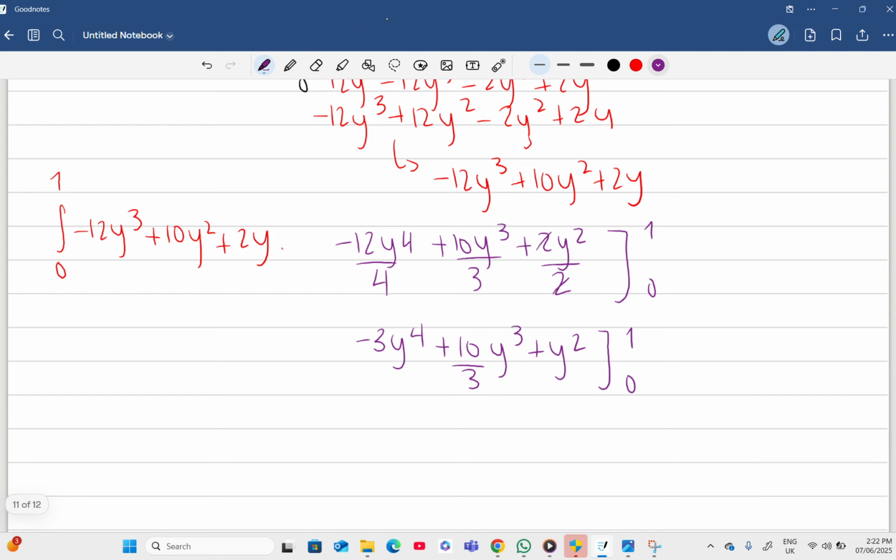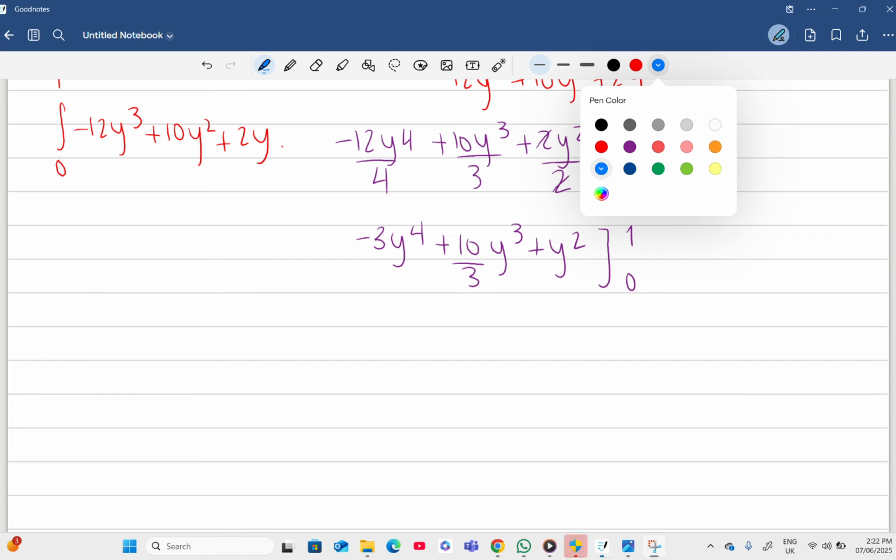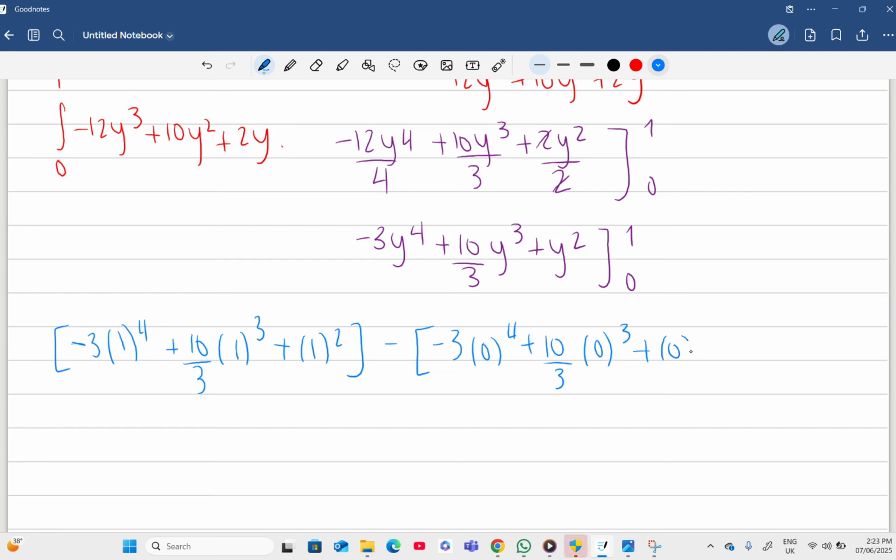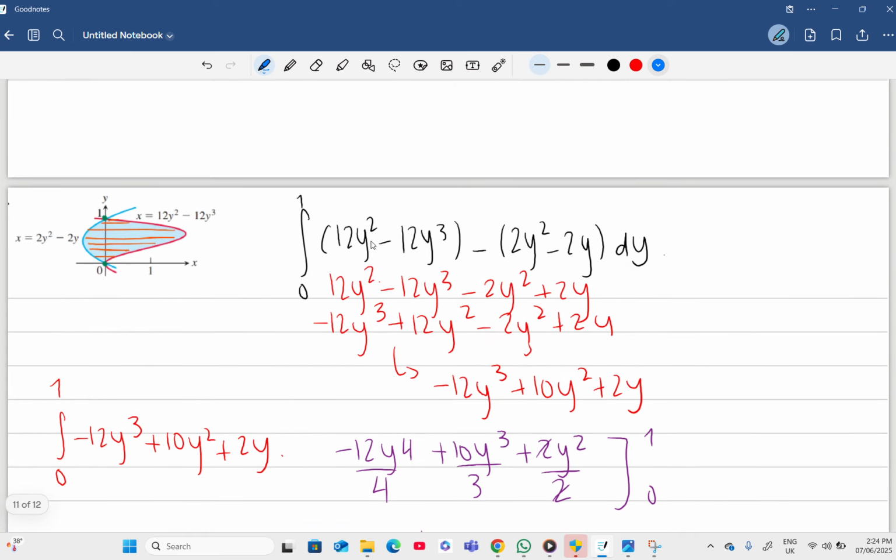Now let's substitute like we did before. We are going to get negative 3 times 1 to the power of 4 plus 10 over 3 times 1 to the power of 3 plus 1 squared, minus negative 3. I'm just substituting. This is just to show my work. Now let me simplify. Okay, so this gives me 4 over 3 minus 0, which gives me the final answer to be 4 over 3. So the area of my graph is 4 over 3.